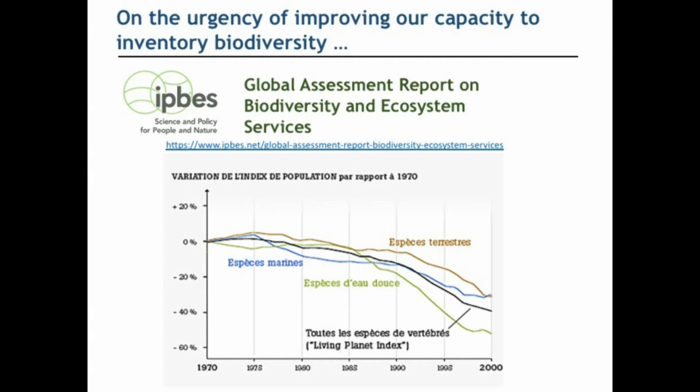Then we're also losing diversity at the intra-specific level, so that's what is illustrated on this slide here. It's the reduction in the number of populations, again, in various vertebrate groups, in terrestrial species, marine species, and freshwater species. And basically, overall, the estimate is that the actual number of populations for the species that were surveyed has been reduced by 40% on average over a period of 30 years only.